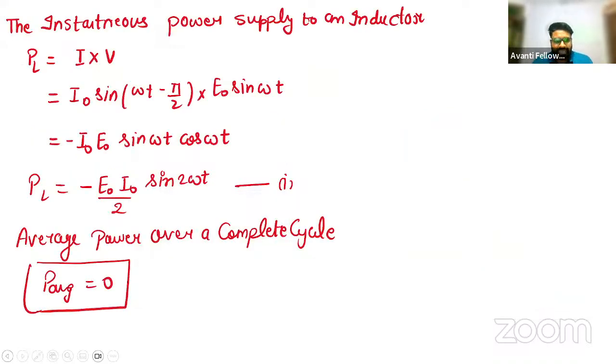Now we will have a look at the instantaneous power supplied to an inductor. Because a current is flowing, an EMF is also generated. So what is the power? Power across an inductor is given by I into V. Whatever the device we have, power is always given as I into V. So here, for power you will put I equals I naught sin omega t minus pi by 2, and V equals E naught sin omega t. Got it? Now, if you calculate, you can make this sin omega t minus pi by 2 as minus cos omega t from the previous case.